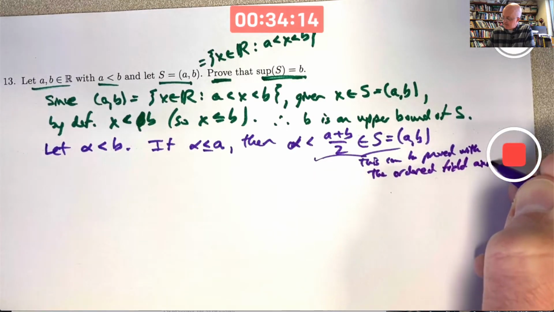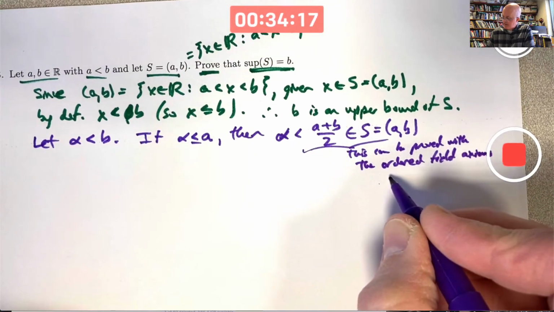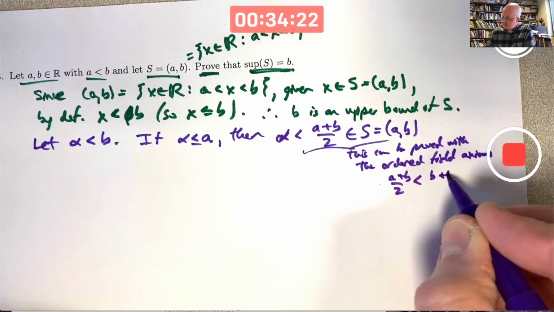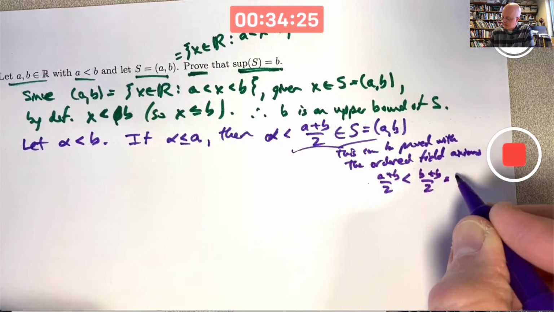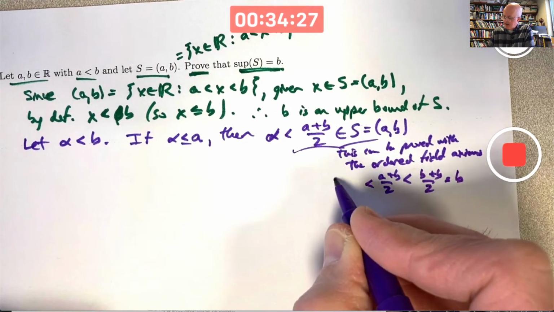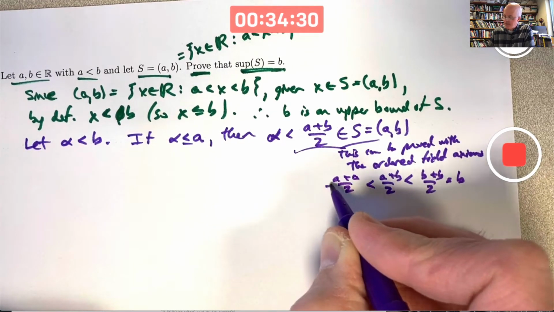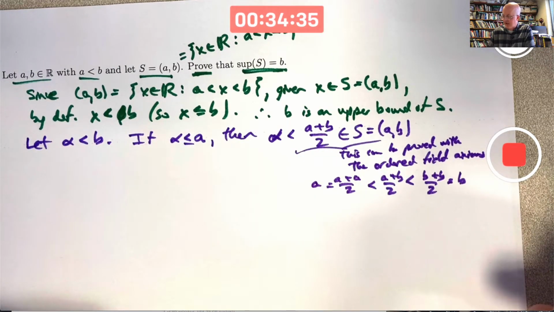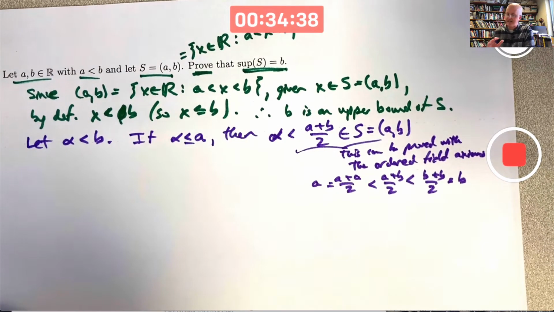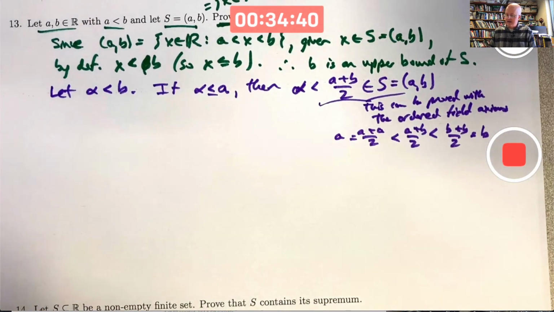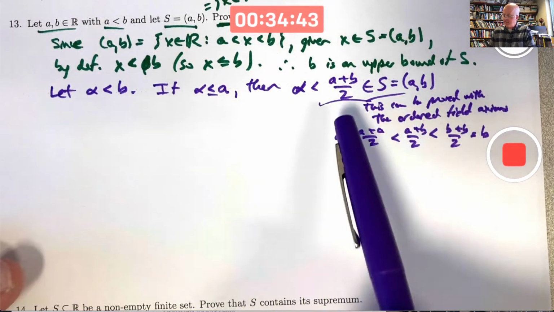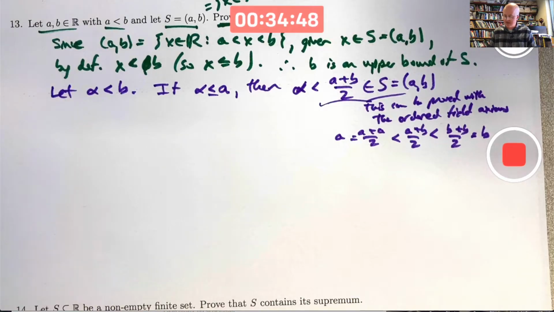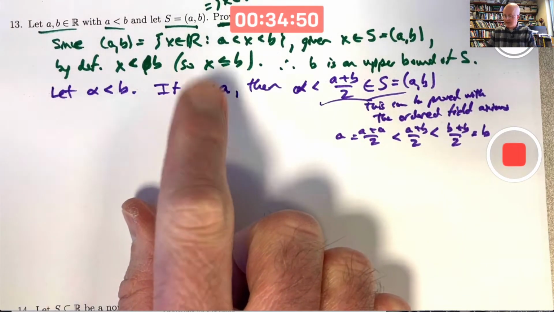Well, I'll give the idea. Essentially, for example, (a + b)/2 is less than (b + b)/2, which is 2b/2, which is b, and it's greater than (a + a)/2, which equals a. This is all because a is less than b. That's essentially the proof without being super formal about it. So we found something in S that's greater than alpha. That means alpha is not an upper bound of S. But that's a certain case. What about the other case?